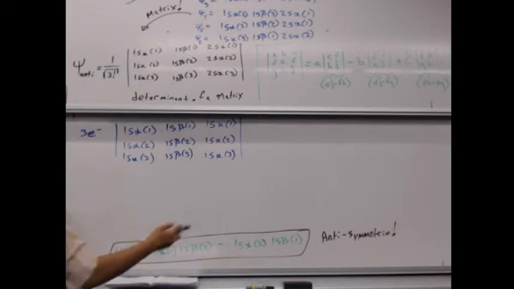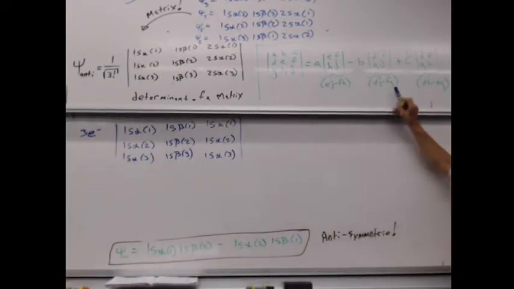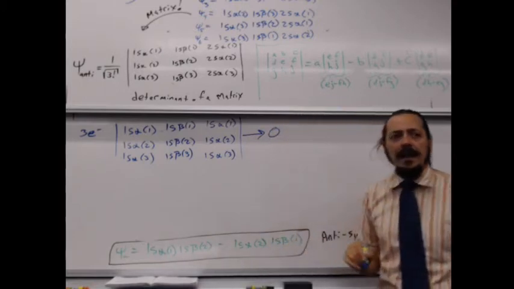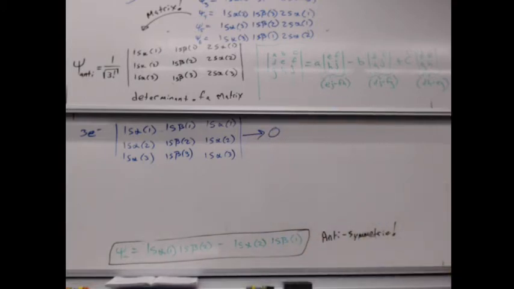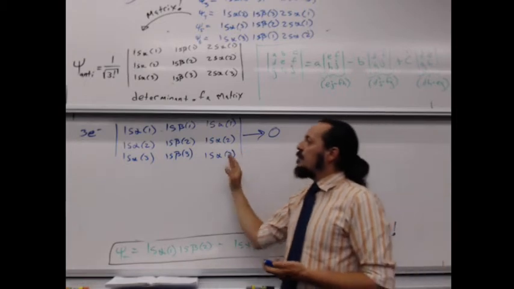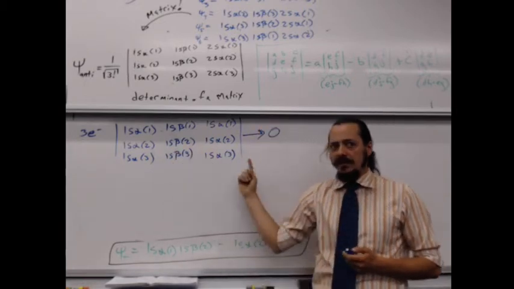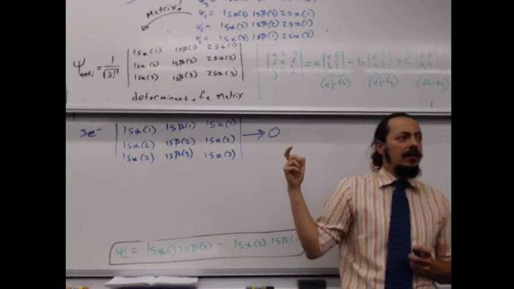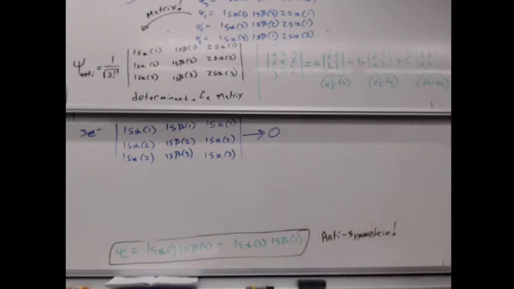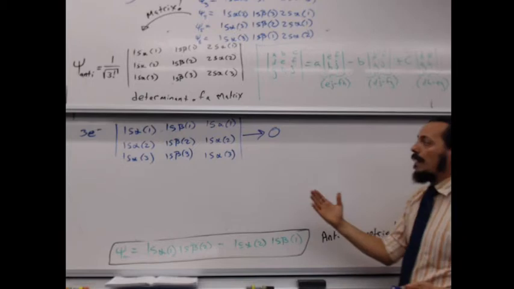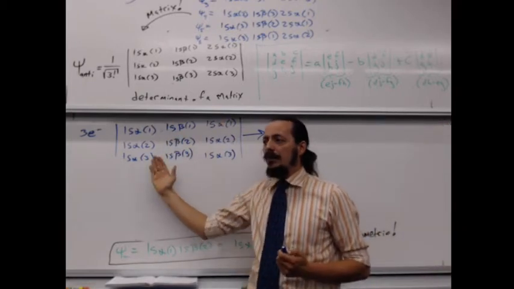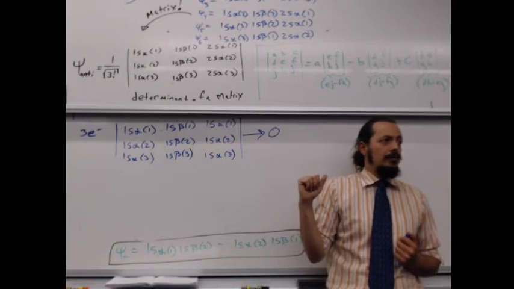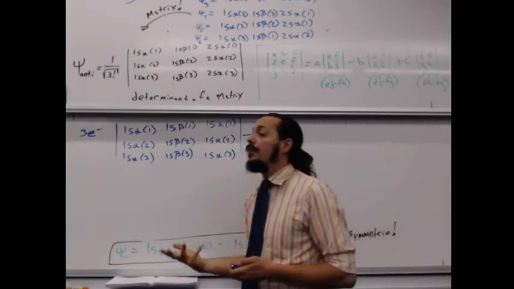If you go through and you do this, you'll find that that goes to 0. You'll find that anytime you have 2 sets of numbers that are the same, 2 columns that are the same, this determinant will end up being 0. This means anytime we've got 2 electrons with the same set of quantum numbers in our atom, we're not going to have a valid wave function. It's not going to be possible.